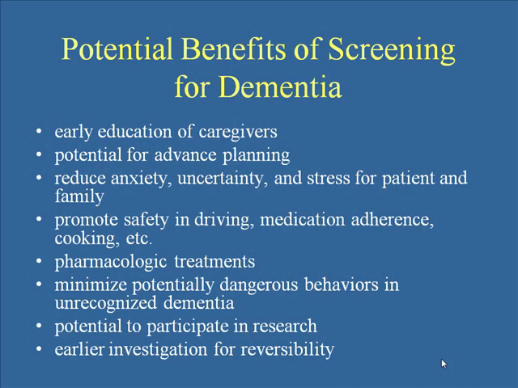There are medication treatments, the pharmacologic treatments, and we've alluded to those. The potential to minimize dangerous behaviors in unrecognized dementia. So on the one hand, we can always promote safety practices to those we recognize have problems with cognition, and there is the lost opportunities for people who are engaging in unsafe behaviors when suffering from unrecognized dementia. A big element of the potential benefit.